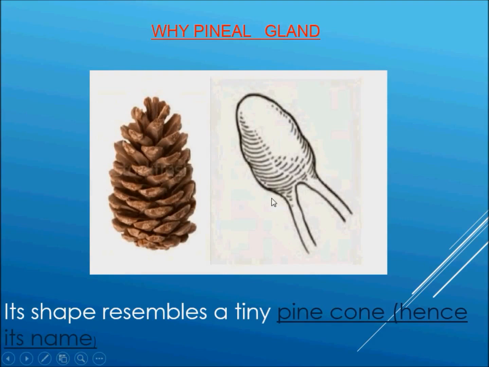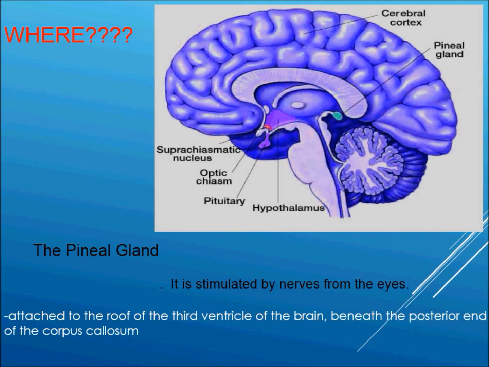As I have told you, it resembles a tiny pine cone, and hence its name is pineal gland. So its shape resembles a tiny pine cone, and hence its name is pineal gland. Now where is it present? Pineal gland, as I have told you, is present near the third ventricle, which is also known as epithalamus.